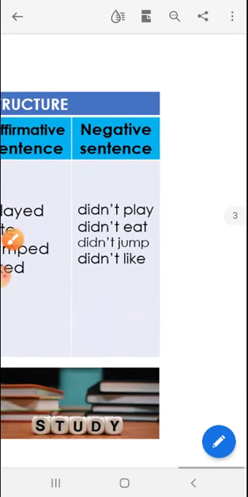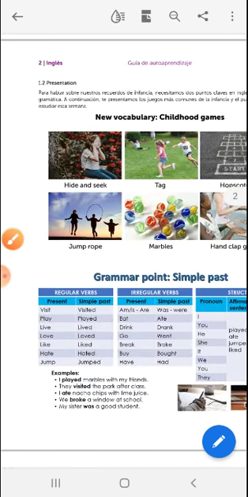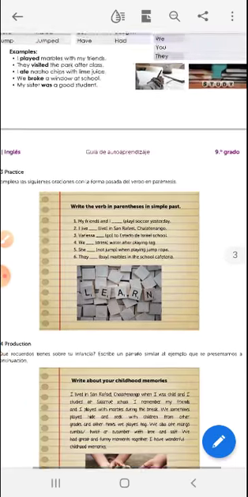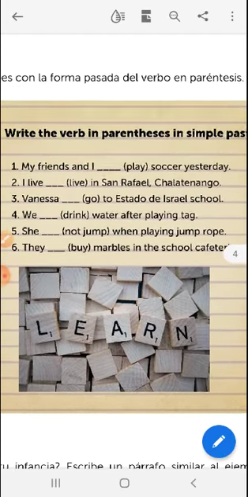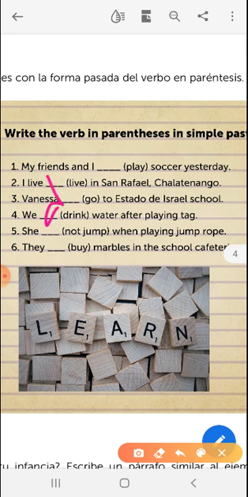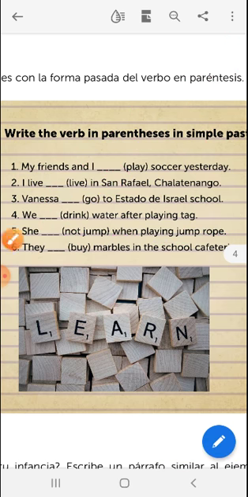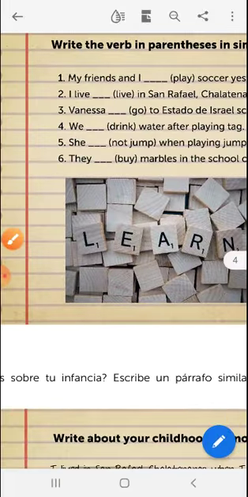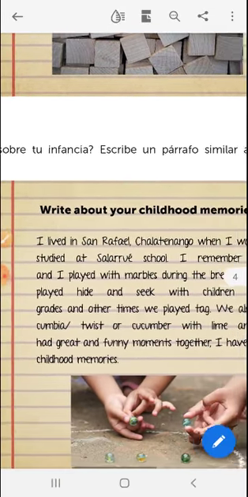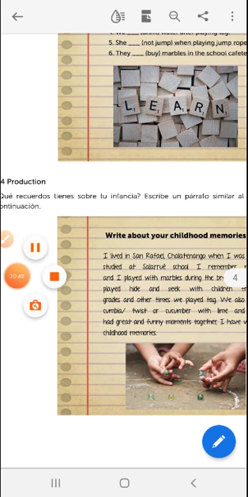Para decir que no hiciste algo, yes? For example, here more examples. And one example here, number 5. She didn't, porque es not, ¿ve? She didn't jump. She didn't jump when playing jump rope, okay? She didn't jump when playing jump rope. Okay? So this is the way we say negative sentences in the past. La forma en que decimos oraciones negativas en el pasado.